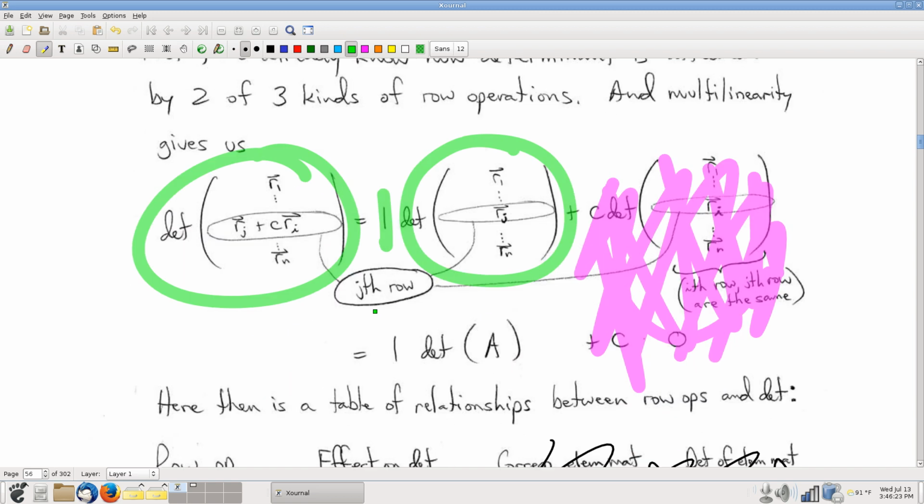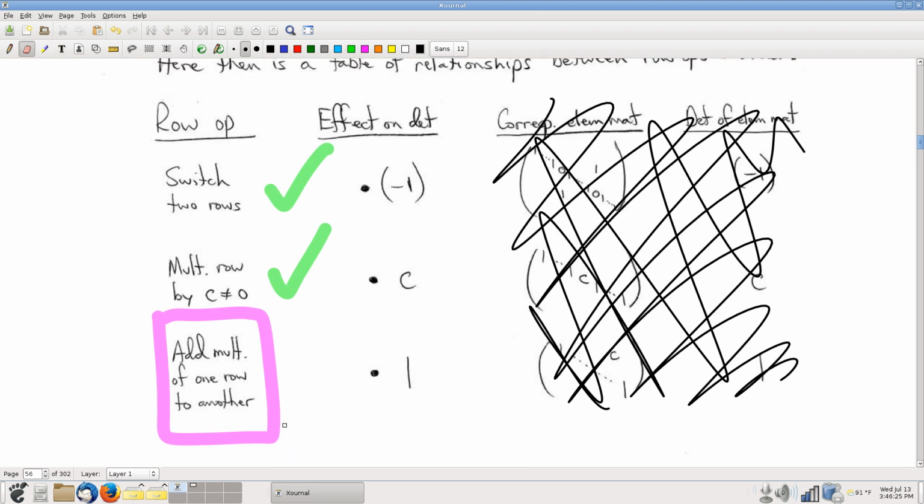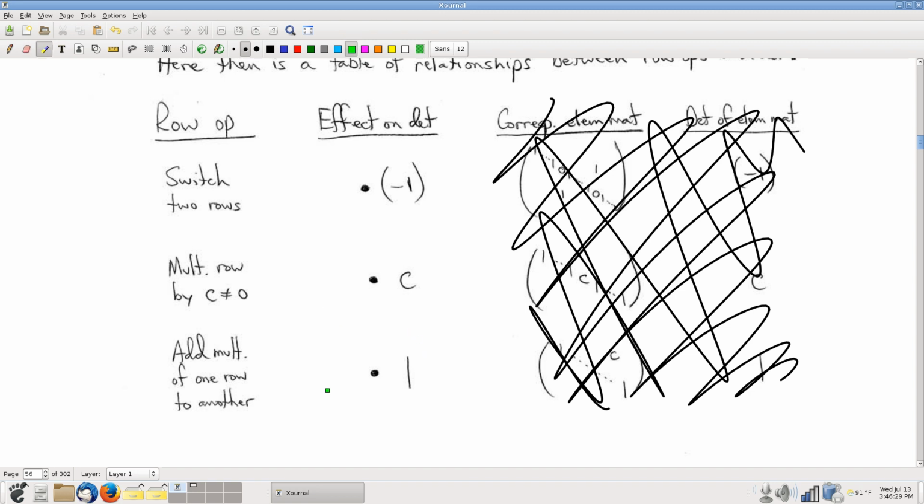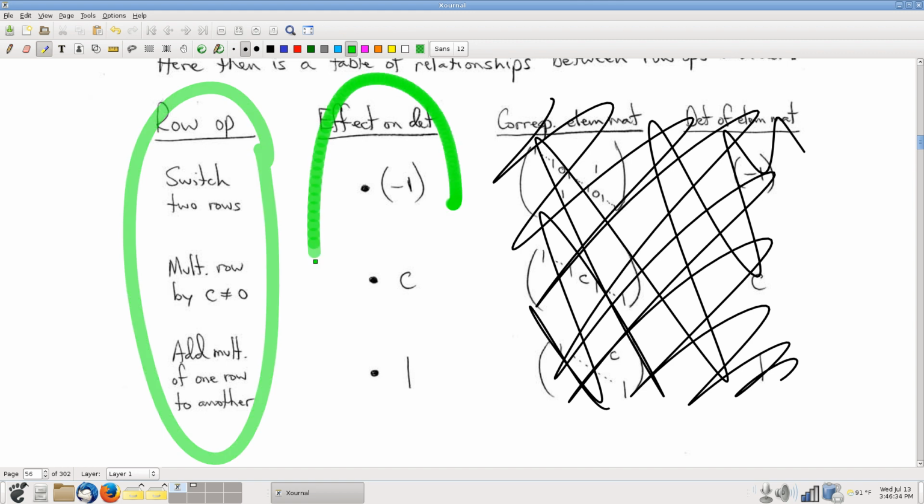In other words, it's exactly the same determinant. So that proves this fact. So nicely, we now know for all three row operations exactly what it does to the determinant. And again, I can't emphasize enough, this is completely unexpected. We did not have row operations at all in mind when we wrote down the formula for determinant.